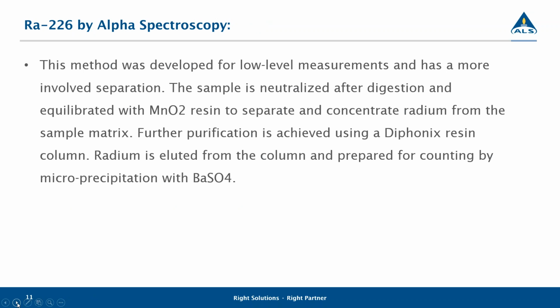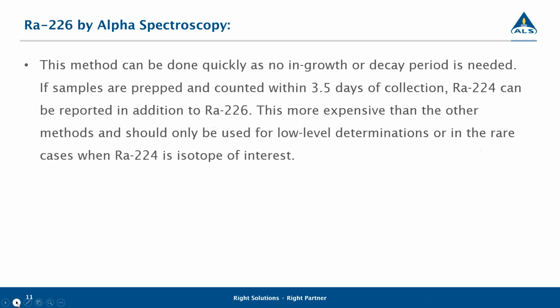We can also run radium-226 by alpha spectroscopy. This method was developed to do really low level measurements. There is a very complex digestion and chemical separation that we're doing to get there. So it can be done quickly because there's no ingrowth or decay period needed. And in fact, if we prep and count the sample within 3.5 days of collection, we can actually report the radium-224 fairly accurately.